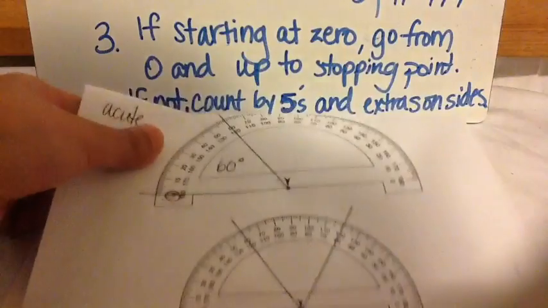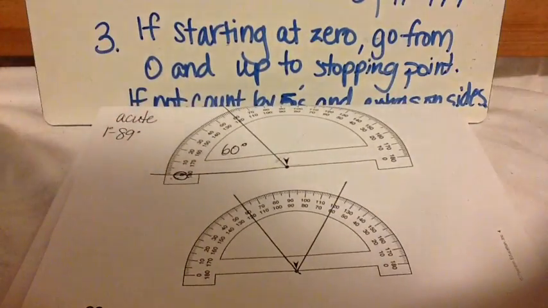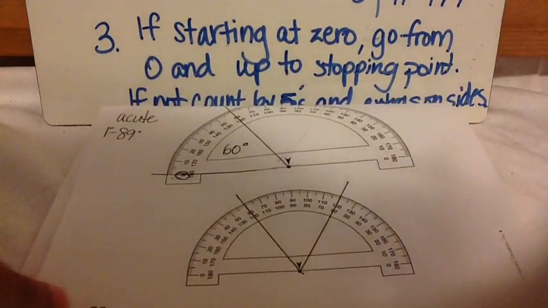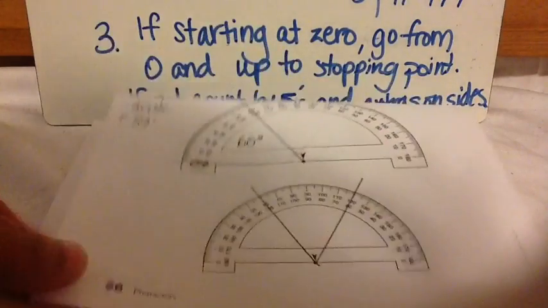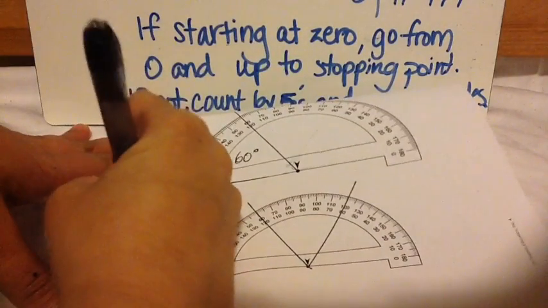All right, let's look at one more like this. So looking at this, it looks small. It looks very narrow. So I'm going to write that it's an acute angle.